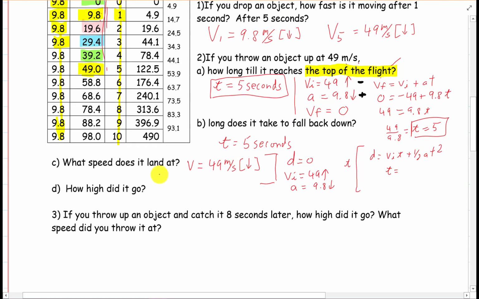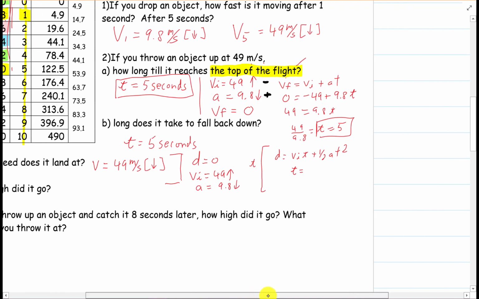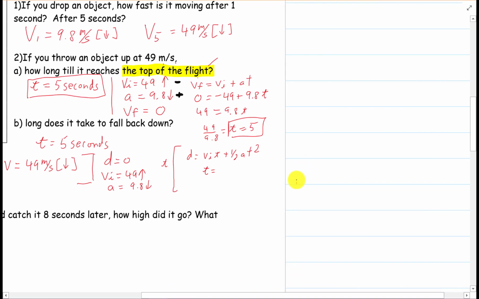How high did it go? Now, I'm going to start using some fun logic here. If it goes up, it stops and then comes back down. How high it went is the same for both parts of the flight. This distance up is the same as this distance down. So you could choose to calculate either one of them. Sorry, for me, the easiest is always when VI equals 0, because all our formulas make it easier.